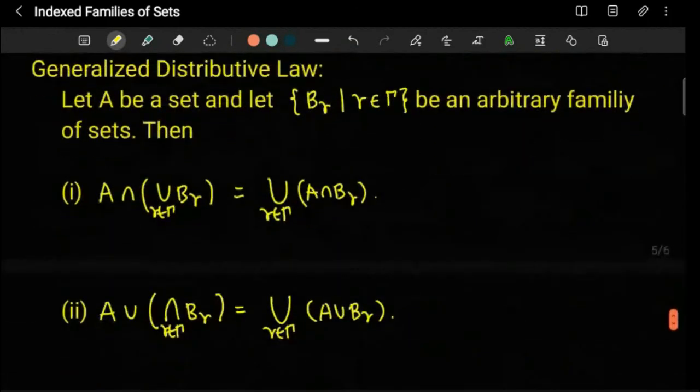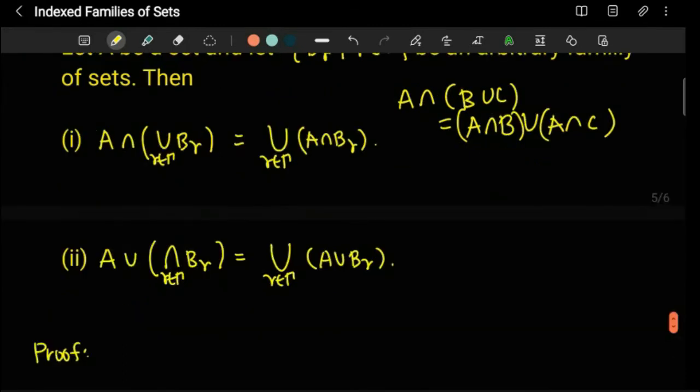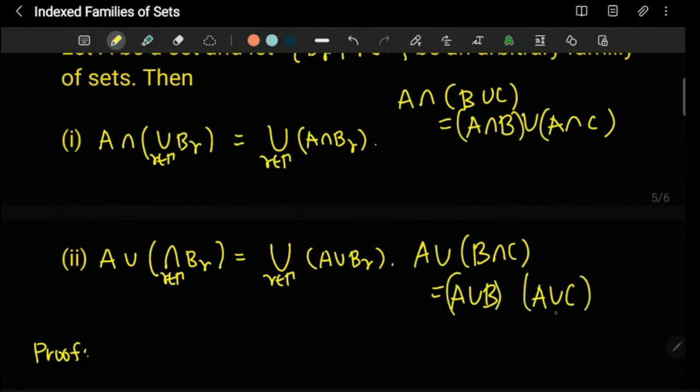Of course, we also have a generalized version of the distributive law. To review again, distributive law: we have A intersection (B union C). You're distributing intersection over union. So that's equal to (A intersection B) union (A intersection C). You also have the same version for union over intersection. A union (B intersection C) is the same as (A union B), distributing the union, intersection (A union C).